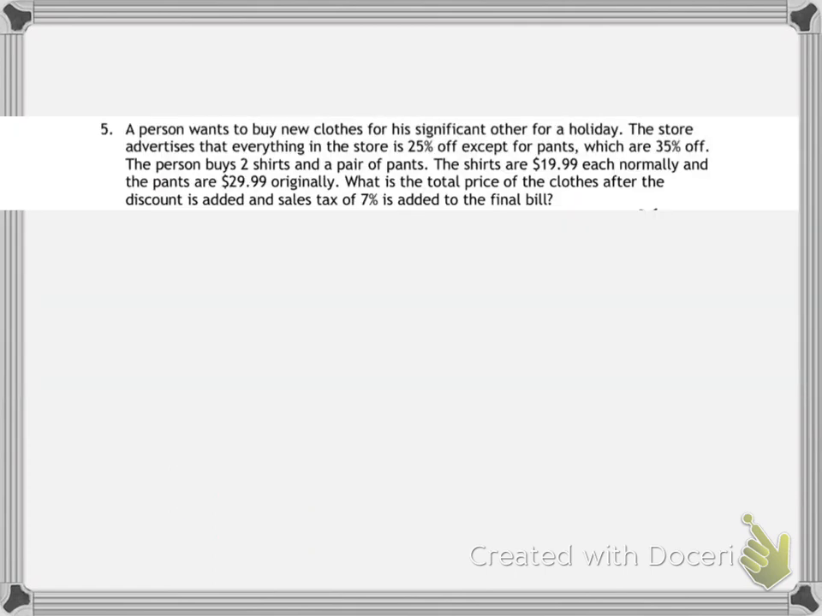Number 5. A person wants to buy new clothes for his significant other for a holiday. The store advertises that everything in the store is 25% off except for pants, which are 35% off. The person buys 2 shirts and a pair of pants. The shirts are $19.99 each normally, and the pants are $29.99 originally. What is the total price of the clothes after the discount is added and sales tax of 7% is added to the final bill? This is a multi-step question that requires at least 3 boxes. One for the pants, one for the shirt, and one for the final where you're adding the tax. Take your time, pause, set it up, and then check your answer.